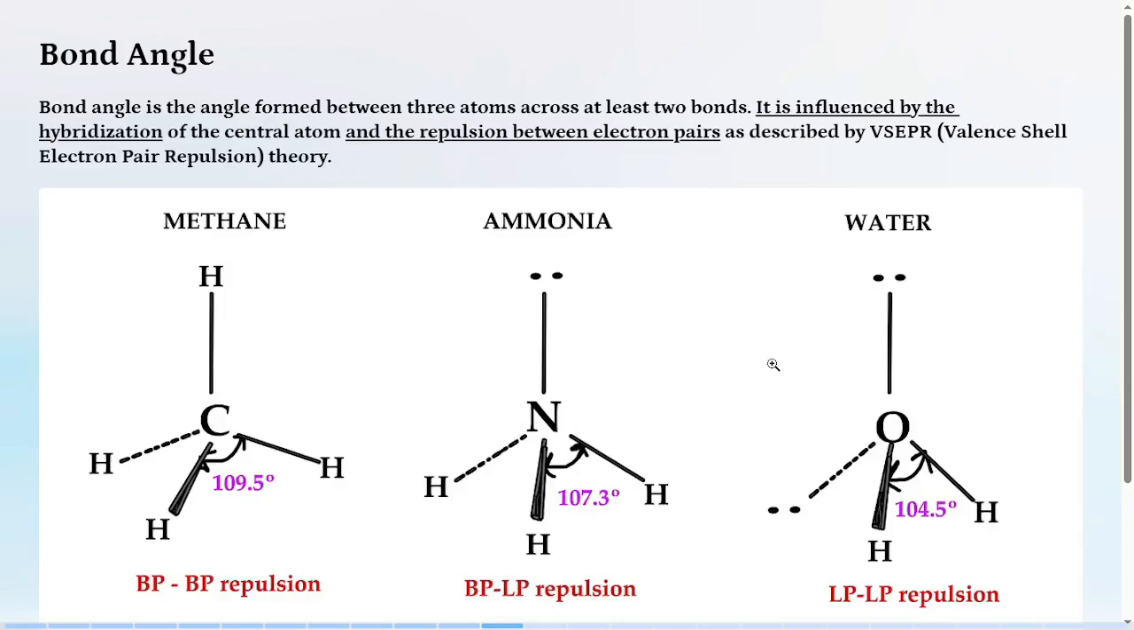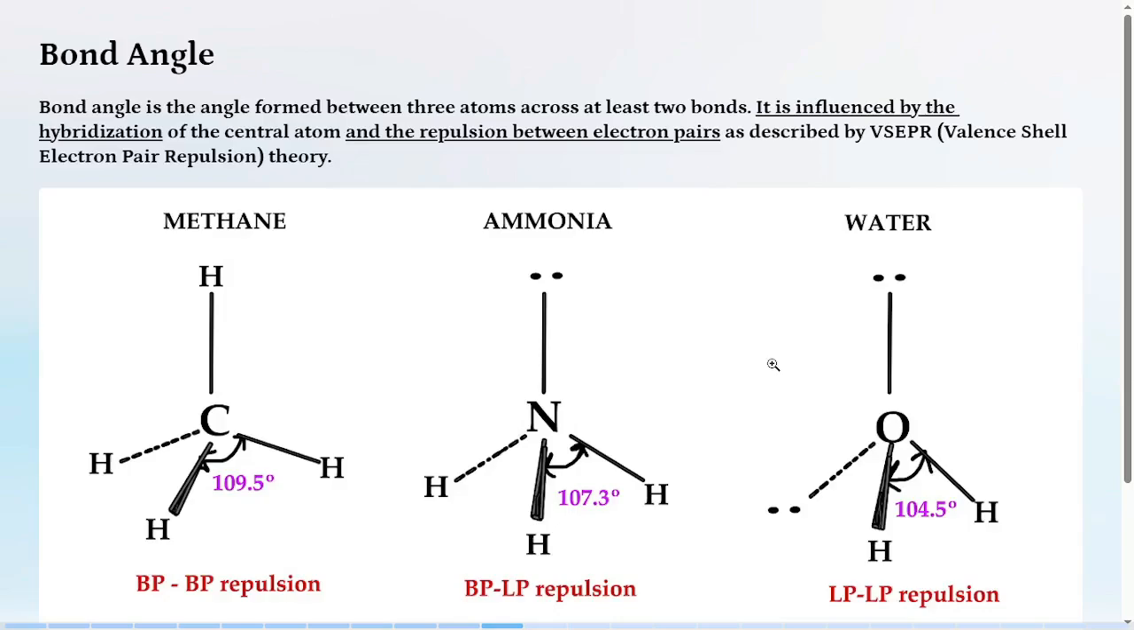When we're talking about bond angle, there need to be three atoms, and these three atoms need to have at least two bonds. It is influenced by the hybridization of the central atom and also the repulsion between electron pairs, as described in the valence shell electron pair repulsion theory. When we go into this theory, we would understand it in detail. At this level, we're just talking about bond angle and knowing how it happens.